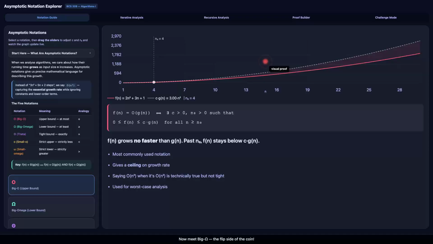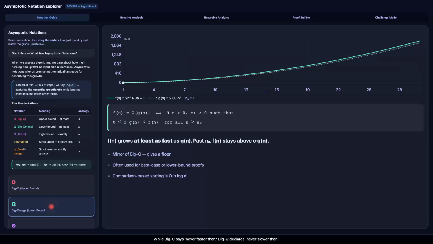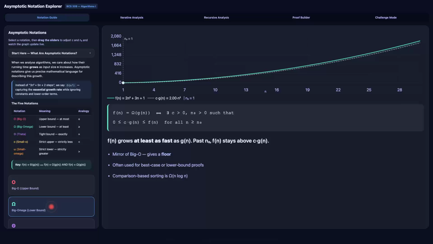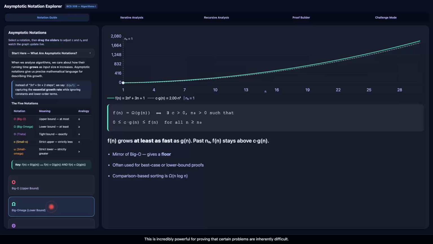Now meet big omega, the flip side of the coin. While big O says never faster than, big omega declares never slower than. It's a lower bound, a floor that your function will never break through. This is incredibly powerful for proving that certain problems are inherently difficult. When we prove that comparison-based sorting is omega of n log n, we're not just analyzing one algorithm, we're proving that any comparison-based sorting algorithm must take at least n log n comparisons in the worst case.